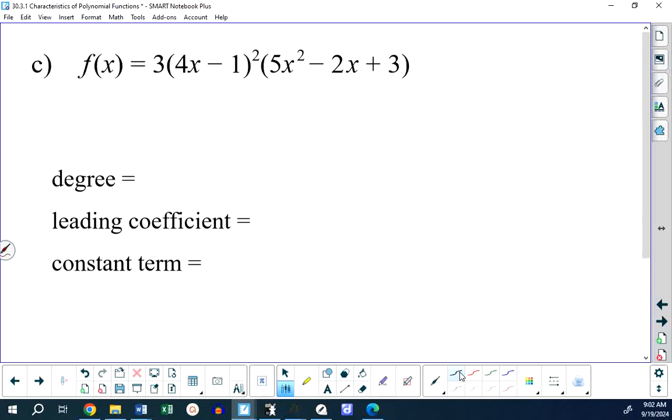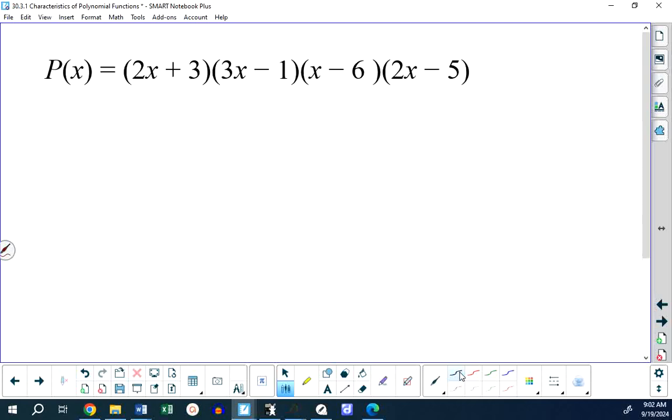Okay, so if I said to you, what does this graph look like? At the end of today, you should know what this graph looks like without using a graphing calculator. And you need to determine the leading term, so you know the degree and the leading coefficient, because that's going to tell you what it looks like, partly. And you need to know the constant term.